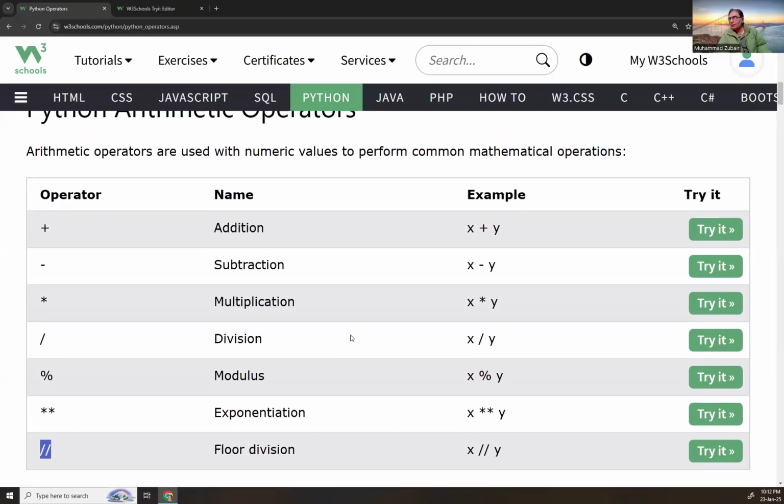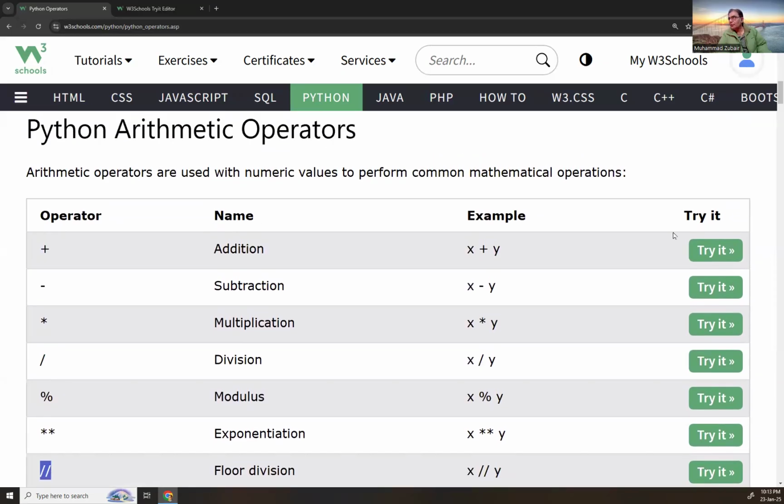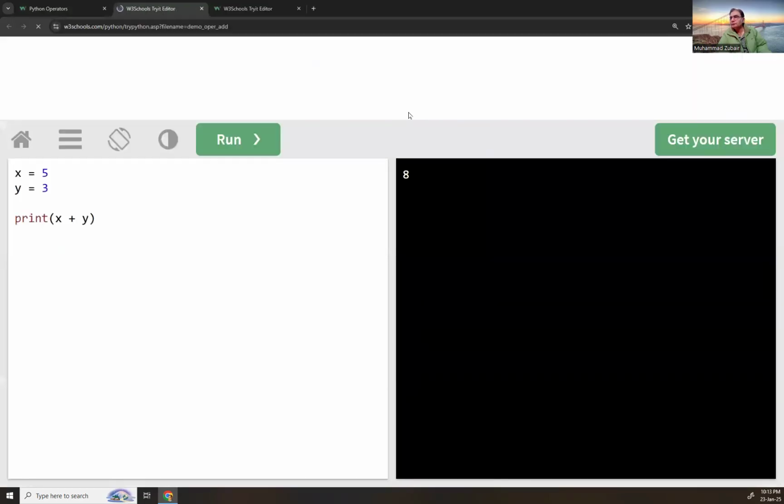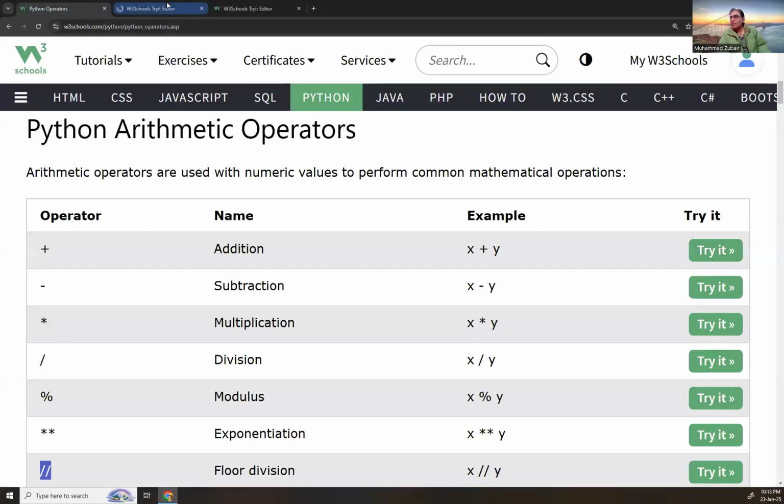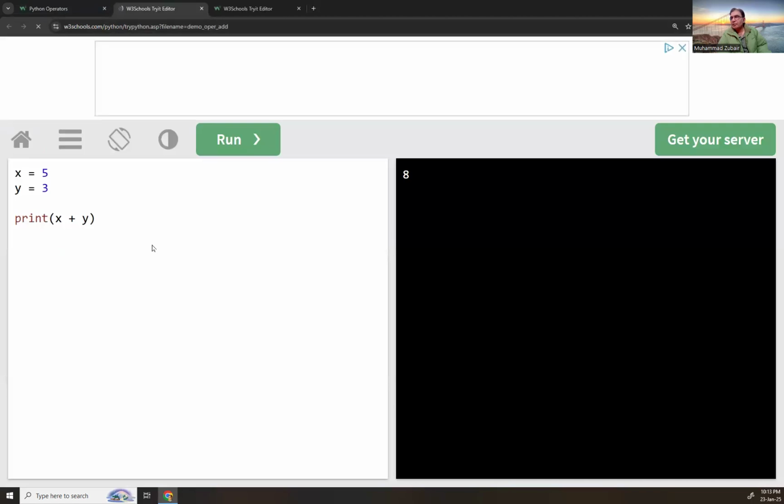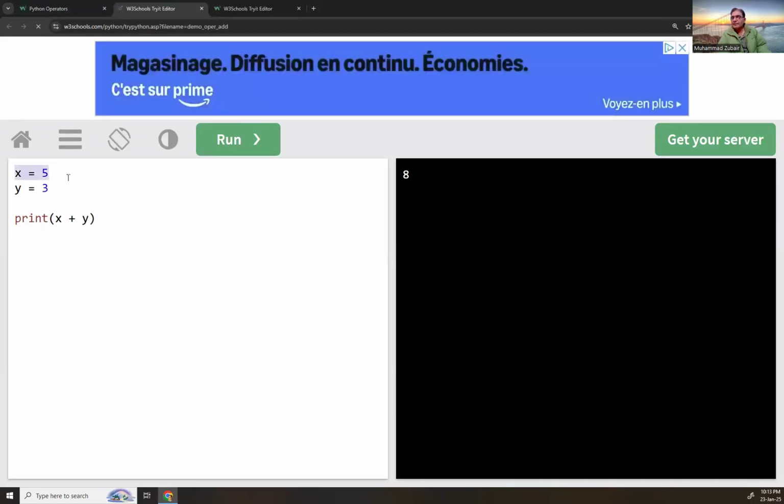So these are the mathematical operations, and then there will be assignment operators. But first of all, we need to practice with the mathematical operators. So go to Try it. Here you can see that x is a variable and its value is 5. And the other variable y has the value 3. And x plus y is equal to 8.